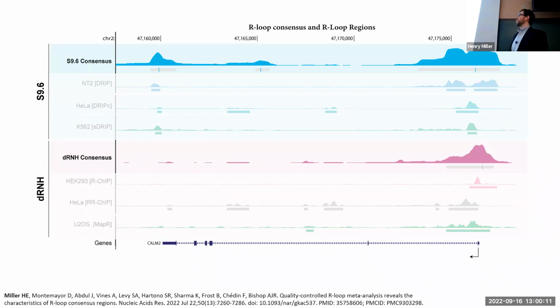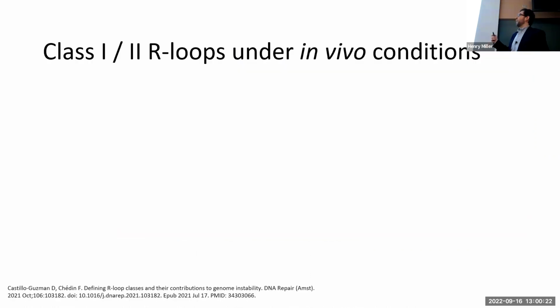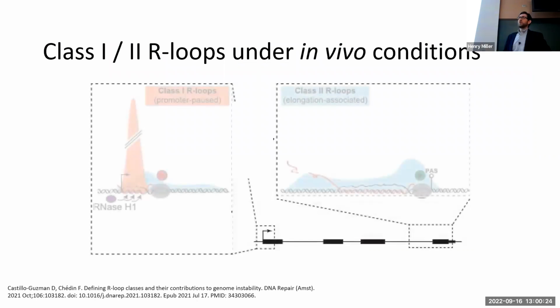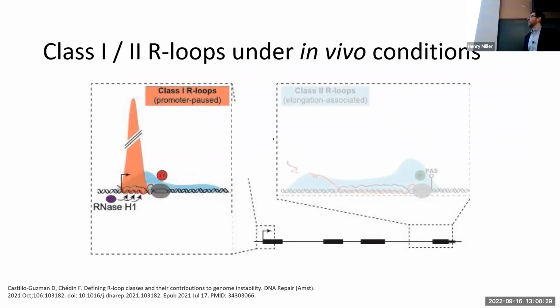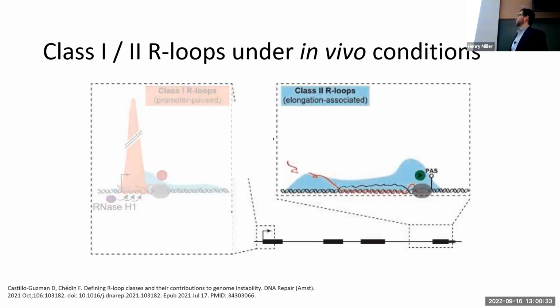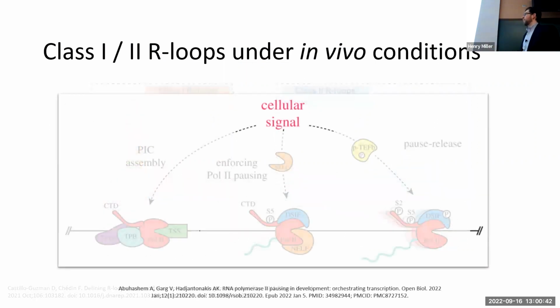This was really interesting because it actually evoked a model that Dr. Shadin, my external committee member, proposed in a recent DNA repair review paper. And this is that model. Basically, it's the idea that there are at least two classes of R-loops. Class 1 R-loops, which are associated with promoter proximal pausing, and class 2 R-loops, which are associated with transcriptional elongation. And just to help understand what I mean when I'm talking about pausing and elongation, here is a quick model.